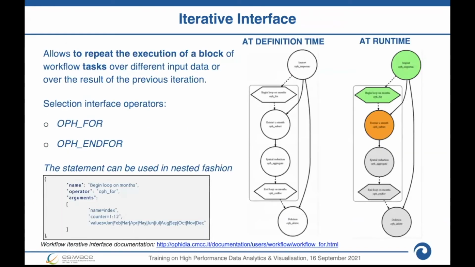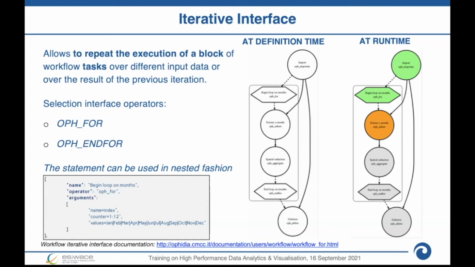The first one is the Iterative Interface, which allows a user to define loops of tasks which are run as a set of sequential iterations based on a certain condition. And this condition can be embedded into the workflow or also provided as an argument at runtime in order to define, for example, the number of loops every time the workflow is submitted. So the snippet in the lower part of the slide shows an example of the loop where the counter represents the number of iterations. In this case, there are 12.